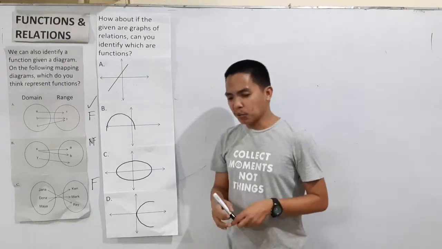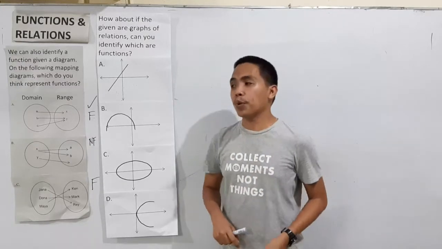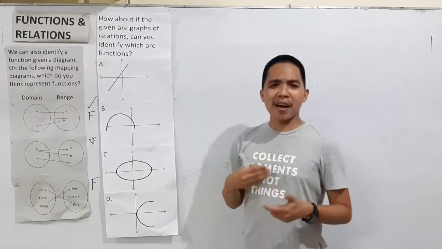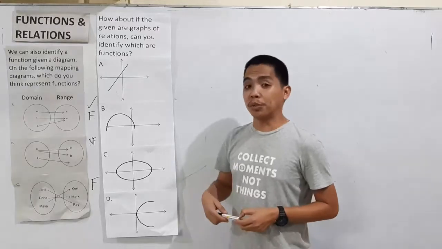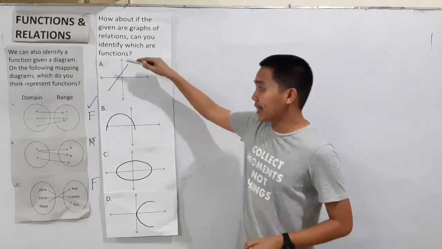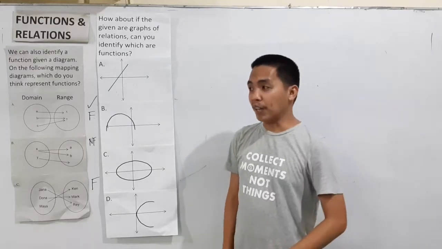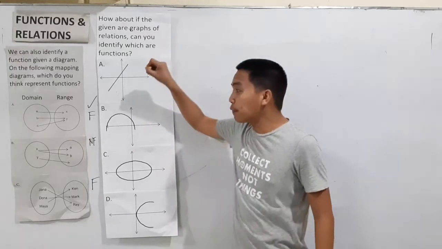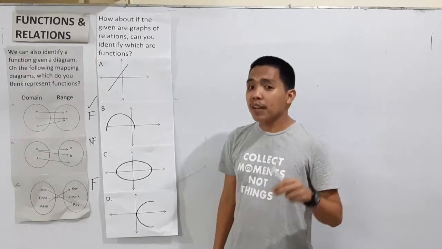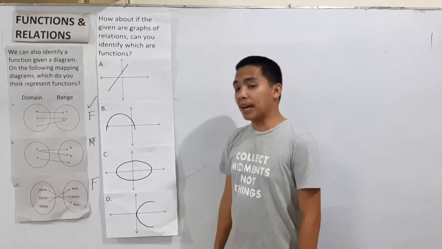By the way, how to know if the given graph is a function? Are you familiar with the vertical line test? How to do it? You just draw a vertical line over the Cartesian plane. Whenever it touches exactly 1 point of the graph, the graph is a function. But when you draw a vertical line and it touches 2 or more points of the given graph, the graph is not a function. Let's try the graph letter A.